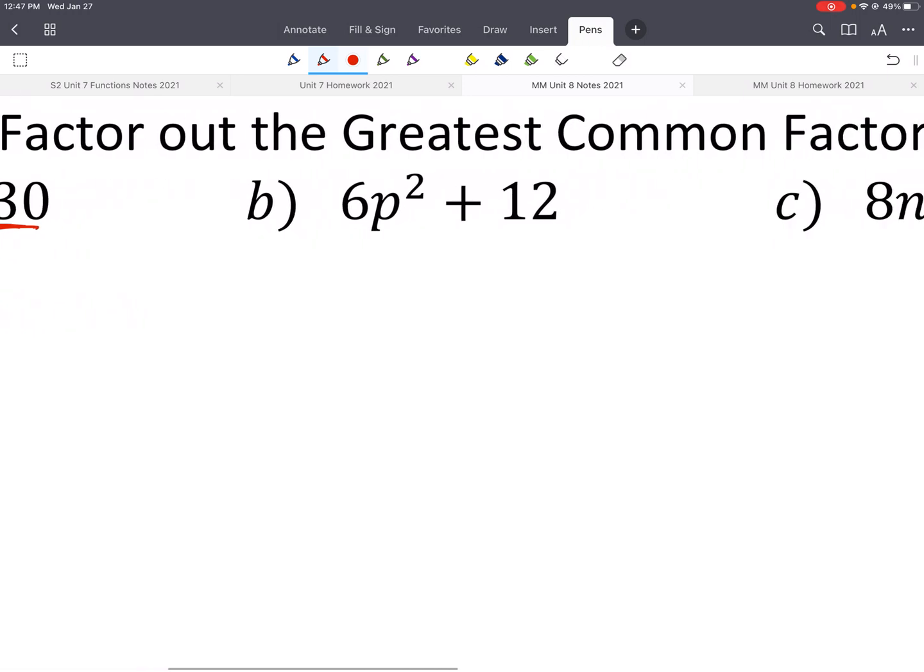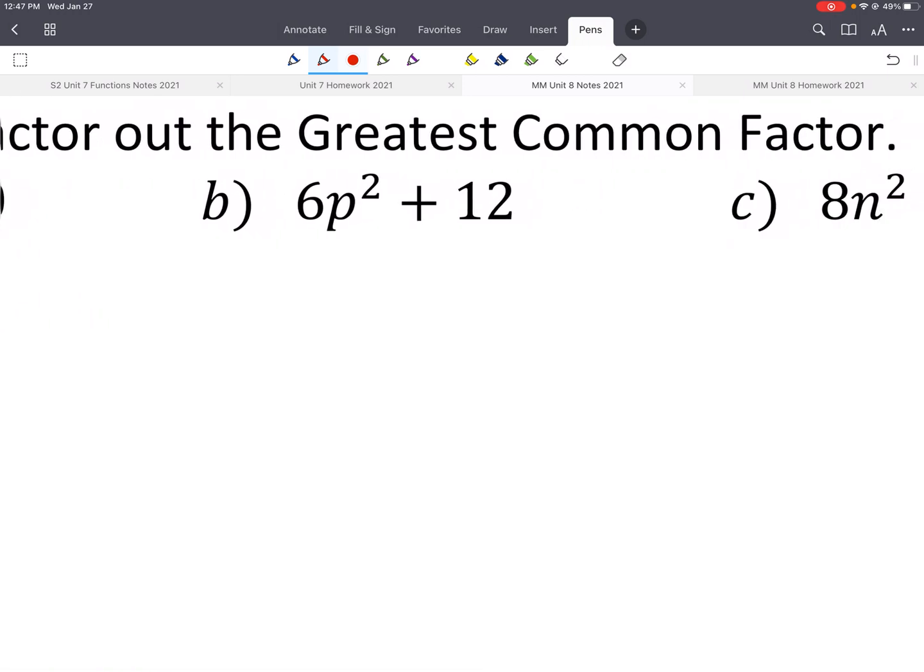Let's try another example. So again, we're just looking at the numbers right now. What's the greatest common factor for the numbers? What can we divide 6 and 12 by? Well, I know that 2 goes into 6 and 12, but is it the greatest? No. 3 goes into 6 and 12, but that's not the greatest. 6 goes into 6 and 12, so you could do it. The greatest common factor should be 6.